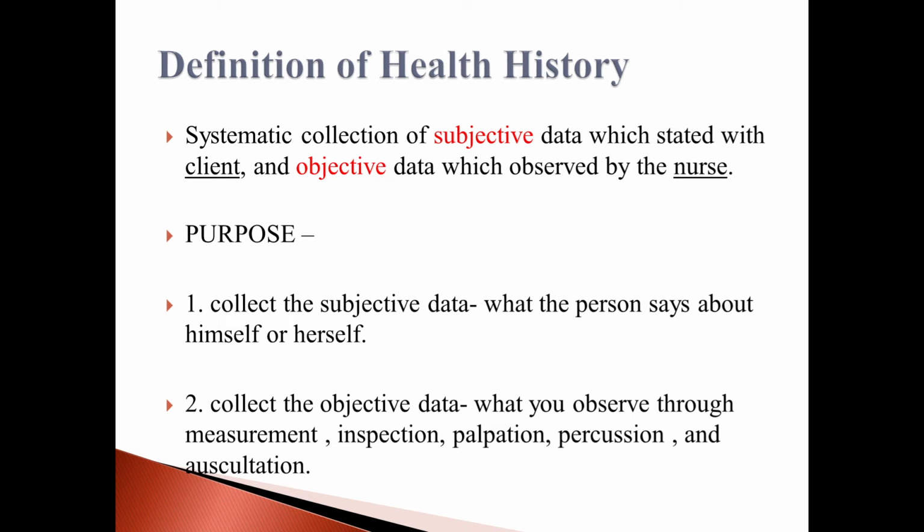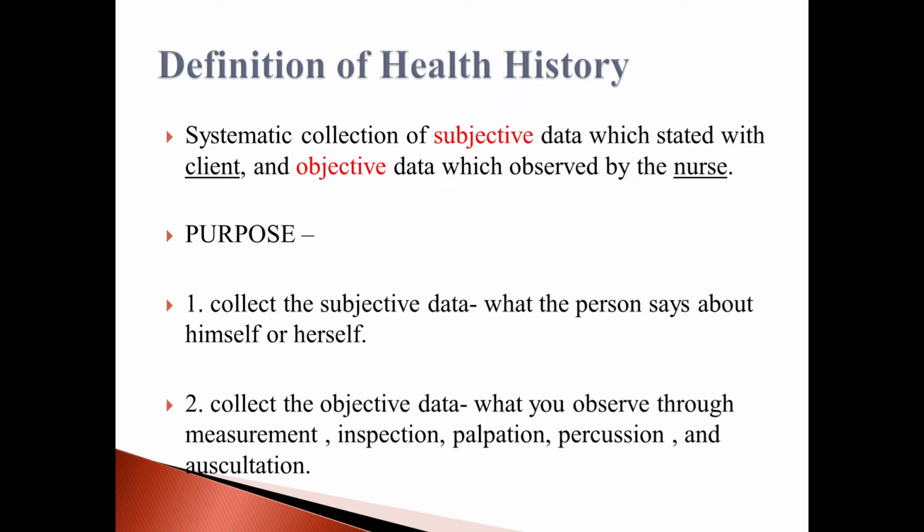So what is the definition of the health history? It is the systematic collection of subjective data which is stated by the client and objective data which is observed by the nurse. So there are two types of data, subjective data and objective data. Subjective data is the information that is given by the patient or the client. Objective data is the information that the nurse observes and collects.